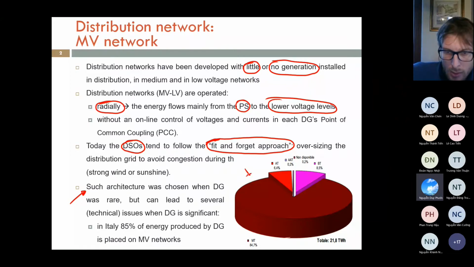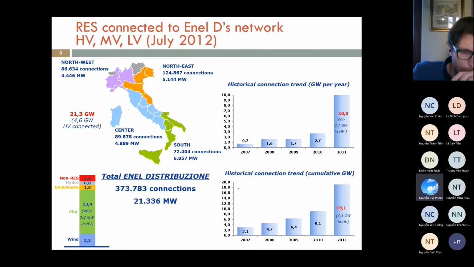This pie chart here shows that, at least in Italy, most of the DGs are connected to the medium voltage network. So they are not connected to the low voltage network, not connected to the high voltage network, but to the medium voltage network, almost 85%. So the most affected part of the distribution network is the medium voltage side, different than for the transmission network.